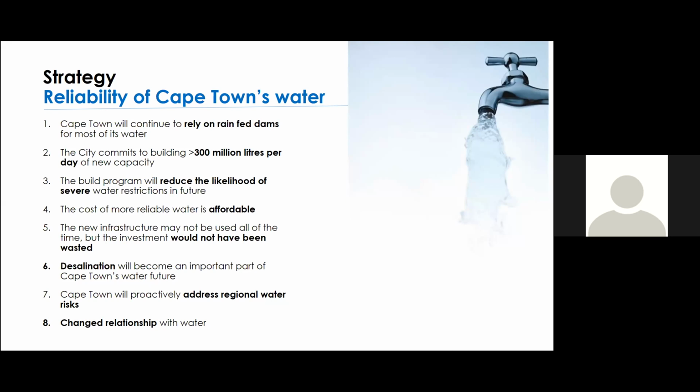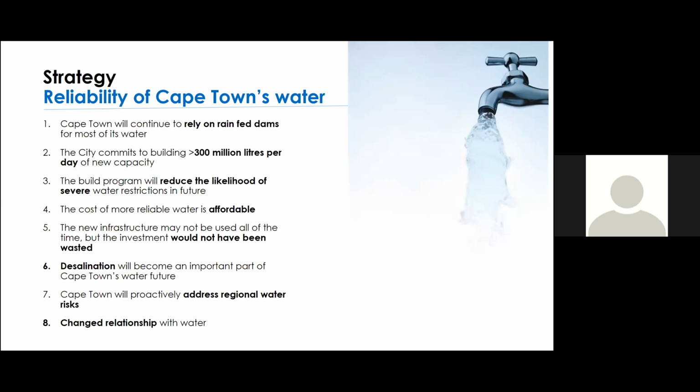And then the 5th most important thing to understand about Cape Town's water reliability is that the new infrastructure may not be used all of the time, but we believe that the investment would not be wasted, because we see it as a future climate insurance policy, essentially. And through the international expertise that we've been able to tap into, we've also been able to assess different global risk-based schemes to effectively manage augmentation schemes more optimally, particularly when they are not in use.